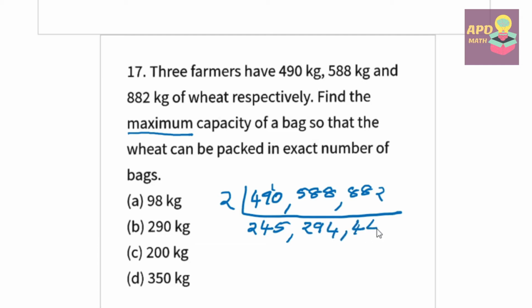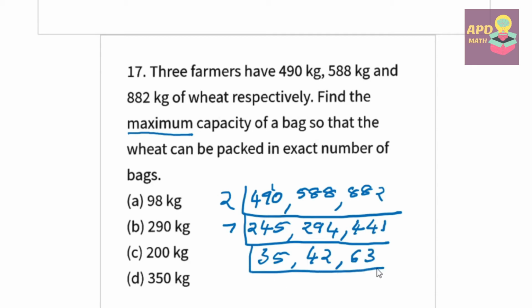So we get 245, 294 and 441. It is divisible by 7. So 7 goes into 245, 35 times. Then 7 goes into 294, 42 times. 7 goes into 441, 63 times. Now again 35, 42 and 63 are divisible by 7. One more time we have to write 7. 7 5s are 35, 7 6s are 42 and 7 9s are 63.